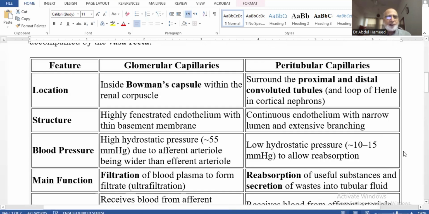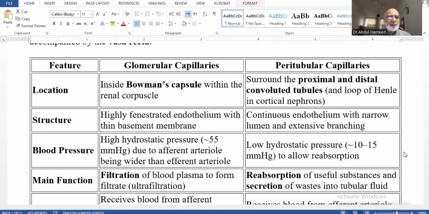Location: glomerular capillaries are inside the Bowman's capsule within the renal corpuscle, and the peritubular capillaries surround the proximal and distal convoluted tubule and loop of Henle in cortical nephrons. Structure: glomerular capillaries have a highly fenestrated endothelium with a thin basement membrane, and the space between the adjacent cells is greater. But in peritubular capillaries, the endothelium is continuous with a narrow lumen and extensive branching.